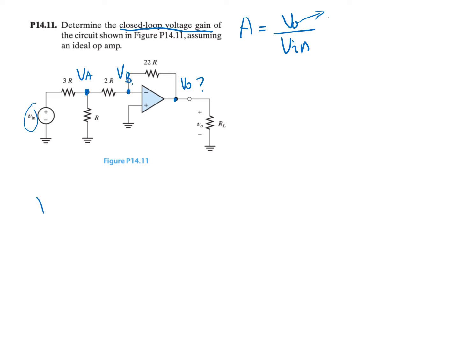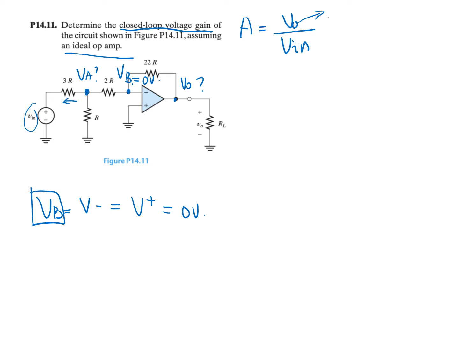VB is also the V negative of the op-amp, and assuming an ideal op-amp, V negative is equal to V positive. Here V positive is connected to the ground, so that's equal to 0 volt, and thus VB is also 0 volt. And now we have two unknowns. We need two equations for our nodal analysis, so we need to perform KCL twice to find these equations.